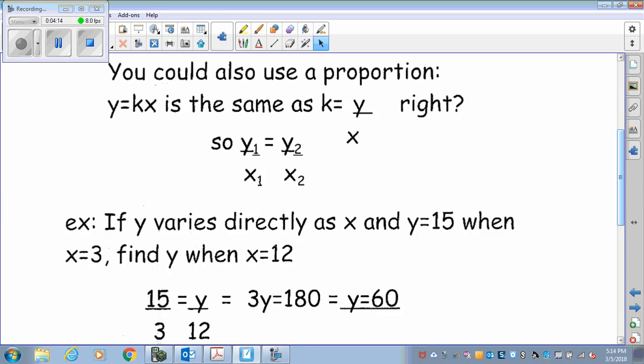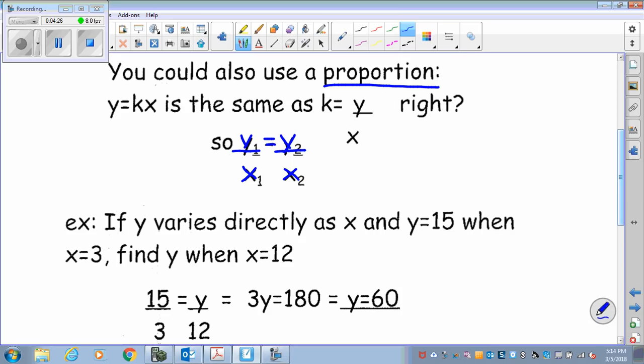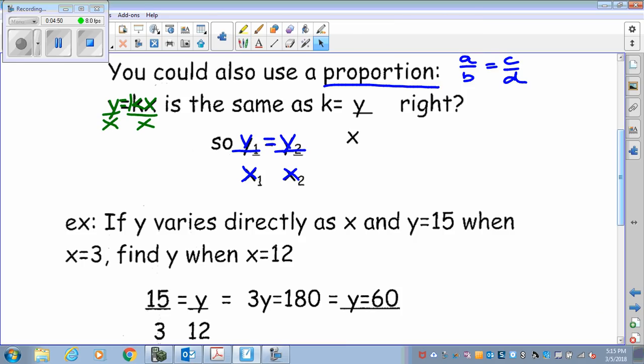You could also use a proportion. A proportion is where you have 4 terms. You have y divided by x equal to y divided by x. That's a proportion, where you have like A is to B as C is to D. And those make life easy. Proportions are really helpful. Because if you look at our original equation, y equals k times x, I could divide both sides by x, and then I get k by itself. That constant is equal to y divided by x.